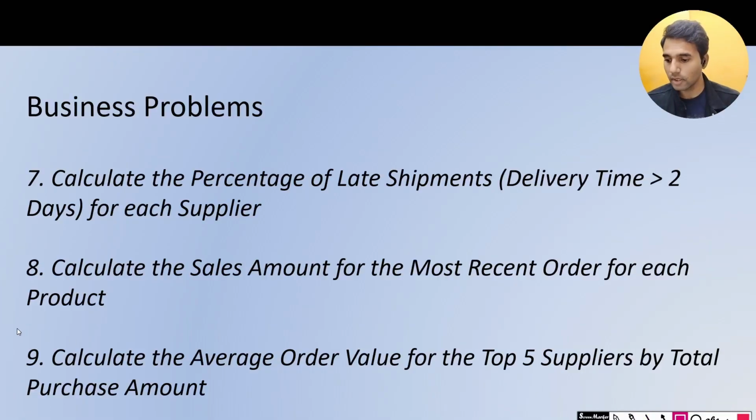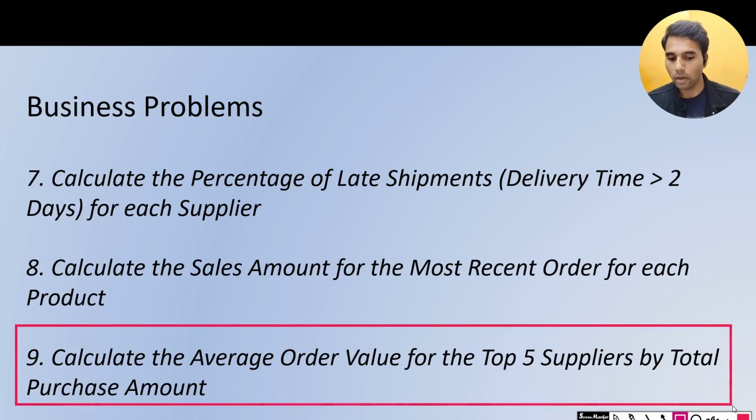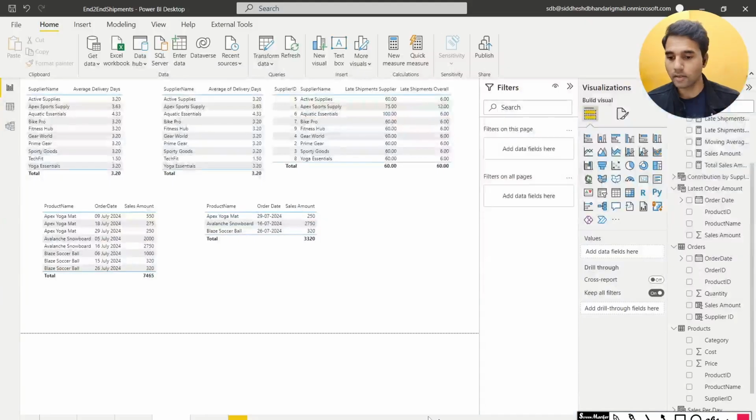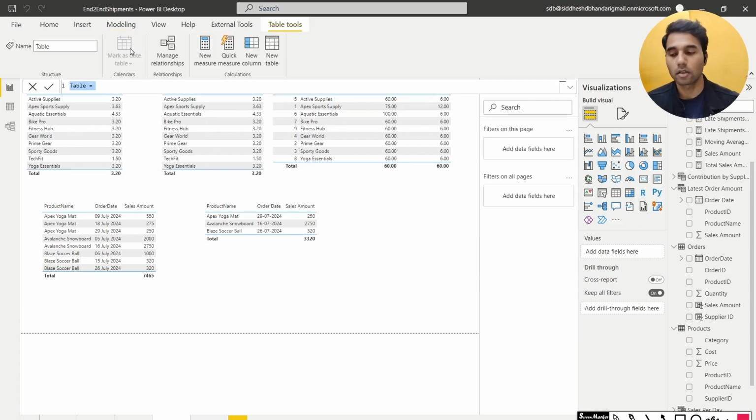In this, we have to calculate the average order value for the top 5 suppliers by the total purchase amount. So what do we do in that case? We basically use a summarize function, and in order to get the top 5 suppliers, we are going to use the top n function, and then we are going to use another column which is going to give us the average value. So let's start by creating a new table.